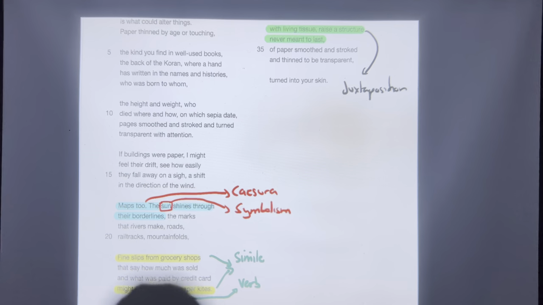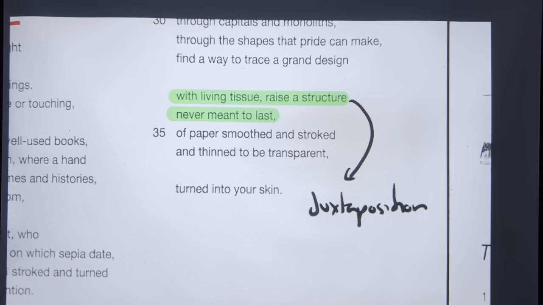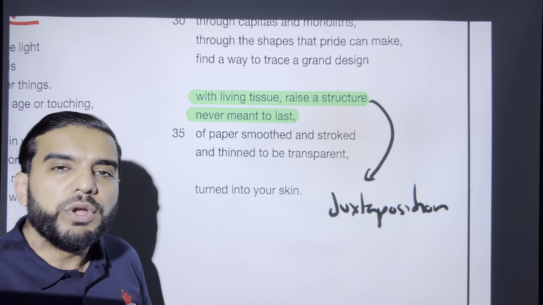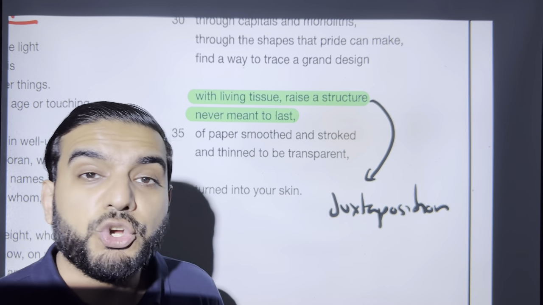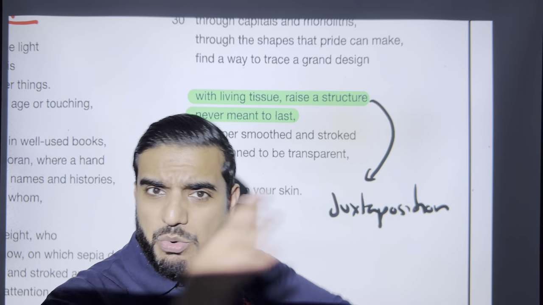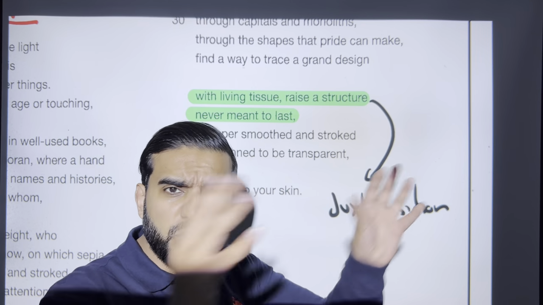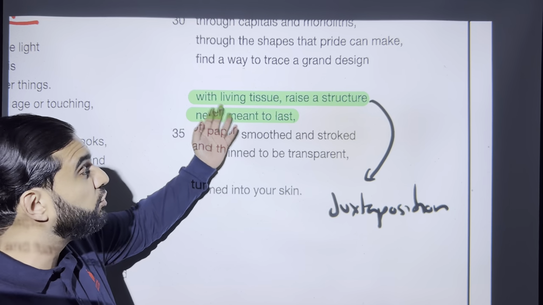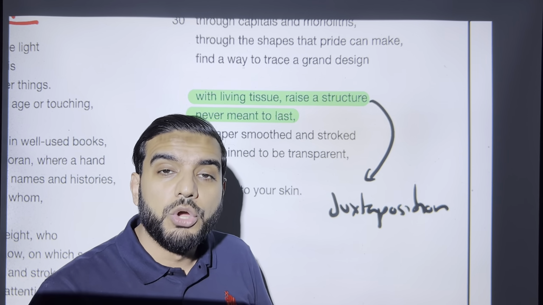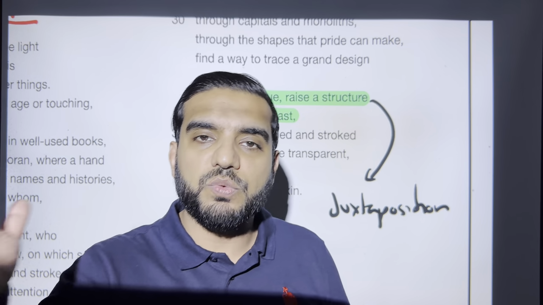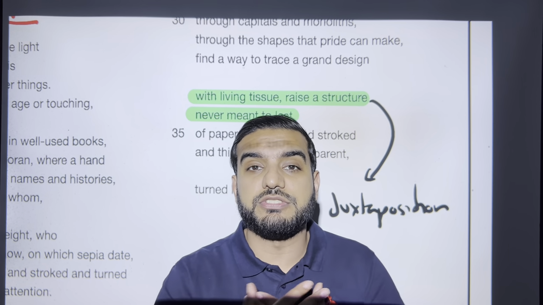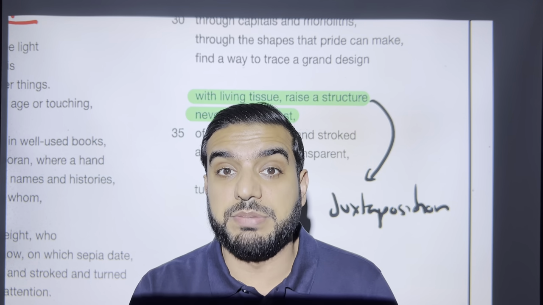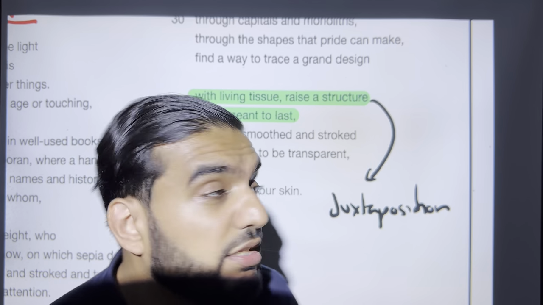And then the last part, guys, is the culmination of the entire events in the poem. If you can fix all of that, and guys, there's other stuff the poet talks about. They talk about religion in the poem. They talk about society in the poem. You put all that together, you fix all those problems, what can you do? You can raise a structure with living tissue that was never meant to last. What is a structure that is raised with living tissue that is never meant to last? We are that structure.